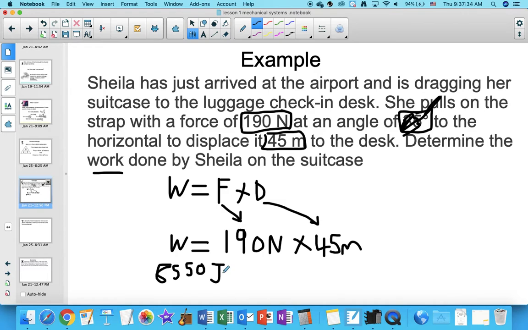Now, a lot of times students don't write the equation, and they make mistakes. They'll put that 35 there because they think it belongs. But if you write the equation, you go, okay, what is my force? 190 newtons. What is my distance? 45 meters. Well, then you'll know that angle is not important. And so you can ignore that. So be careful with questions like this because I'll add useless information like that, and make sure you're paying attention so that you know how to use the equation.